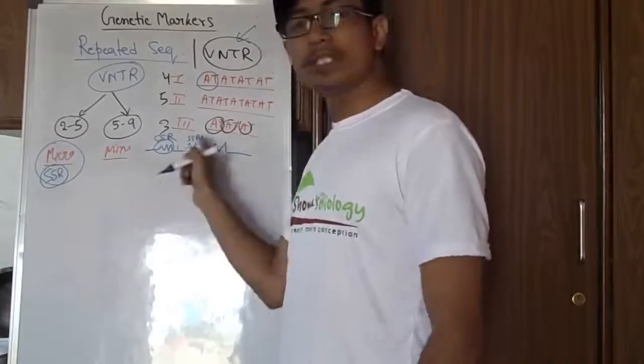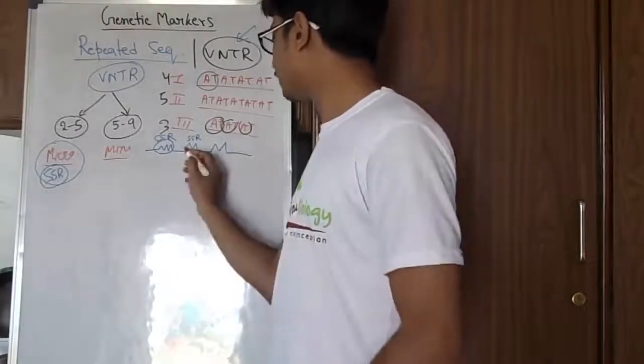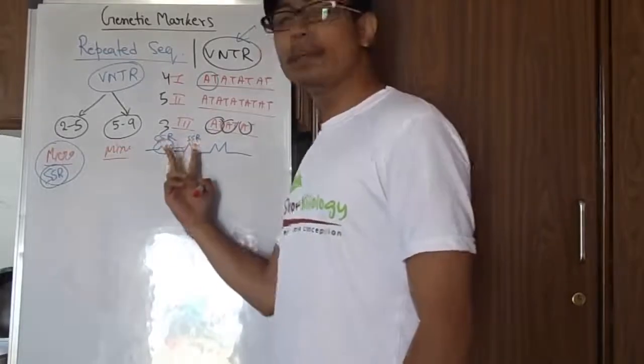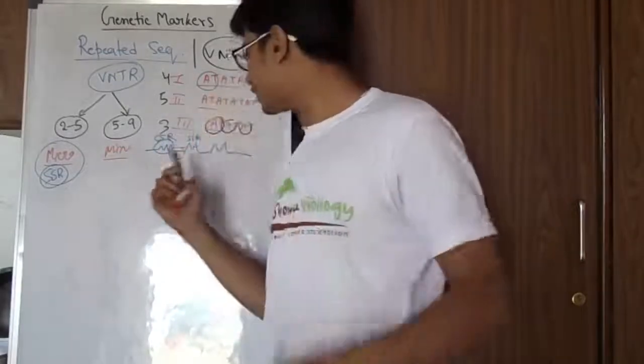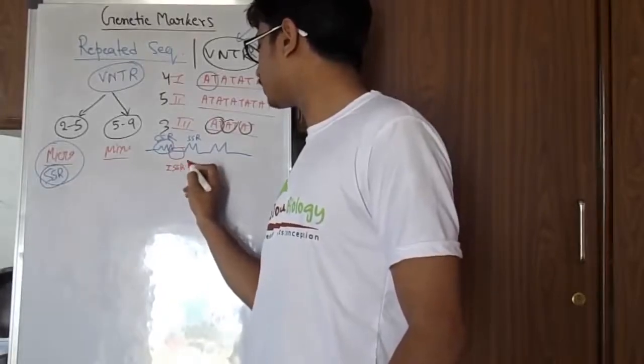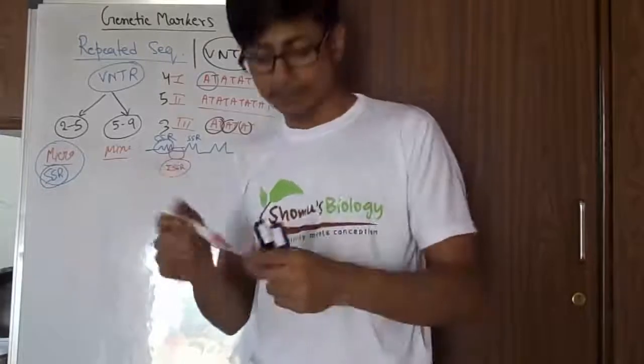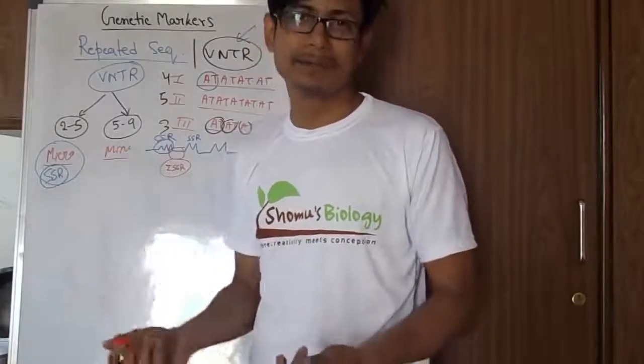Now between two simple sequence repeats, there are some nucleotides present in the middle. So between two SSRs, whatever sequence is present in the middle, we call them ISSR, or inter simple sequence repeats. So this ISSR can also be used as another type of genetic marker, right?